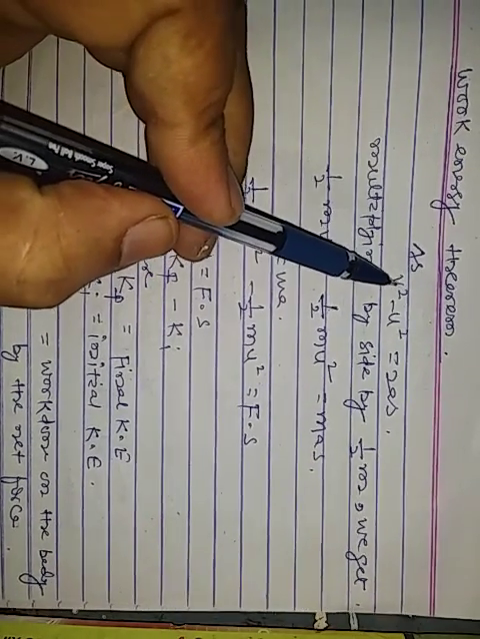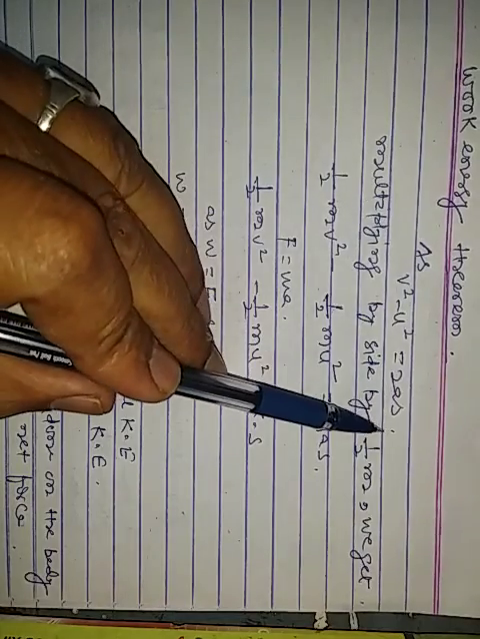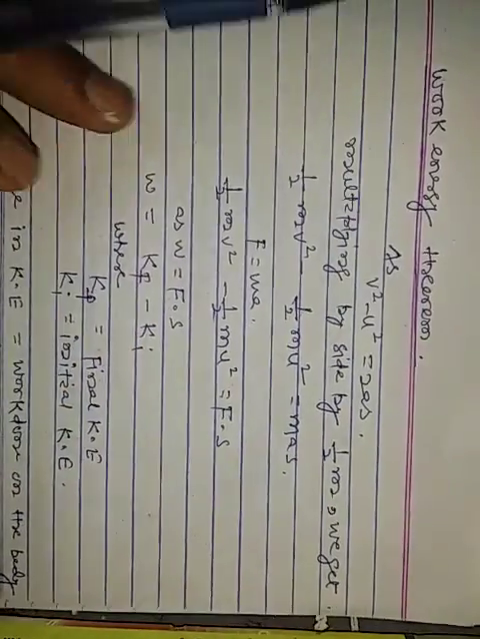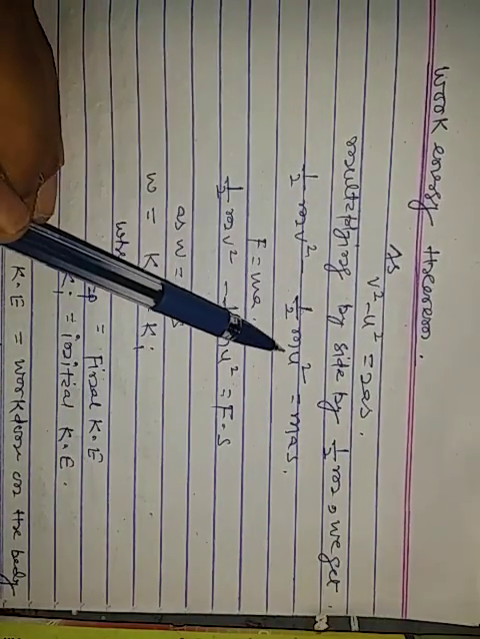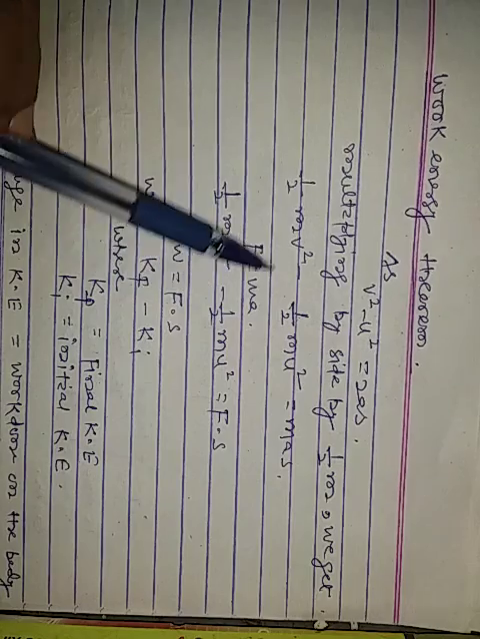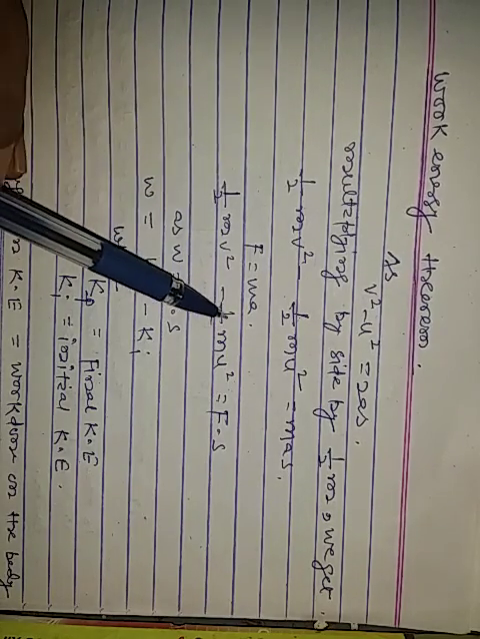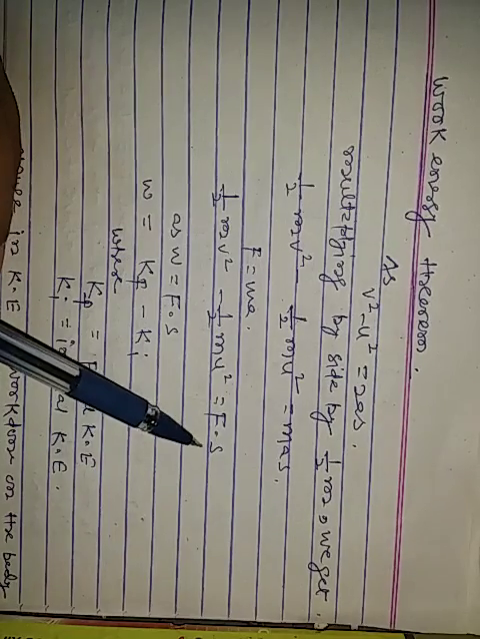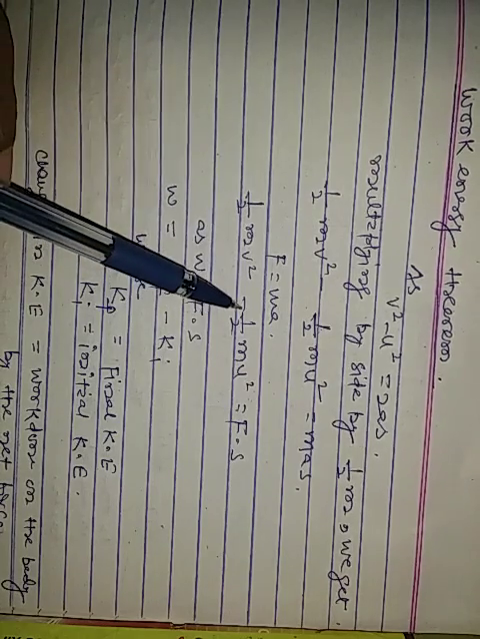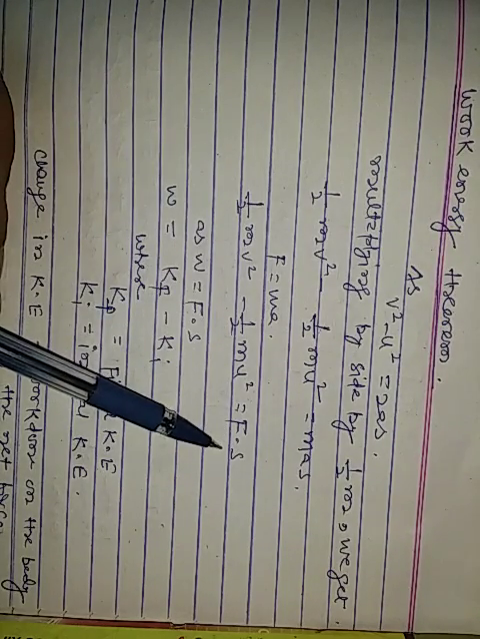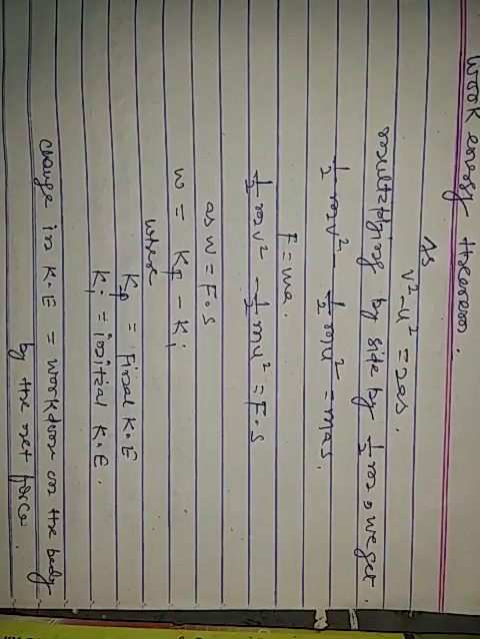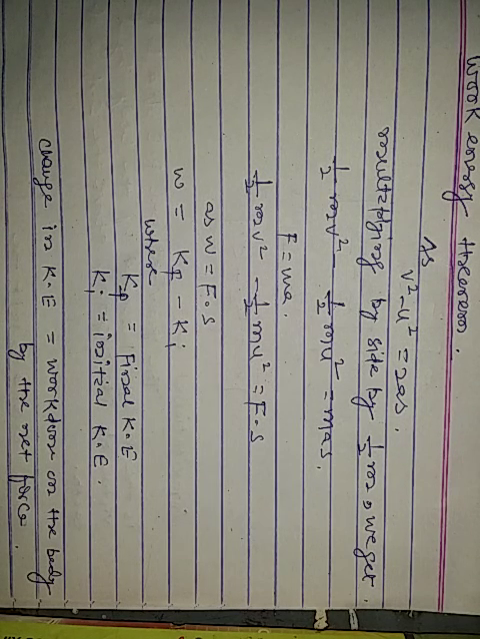As we know that v square minus u square is equal to 2as, multiplying both sides by half m, we get half mv square minus half mu square is equal to mas. As we know that F equals ma, we put half mv square minus half mu square is equal to F dot s, and force into displacement is called work done. So half mv square minus half mu square is equal to W. As W equals Kf minus Ki, where Kf is the final kinetic energy and Ki is the initial kinetic energy.